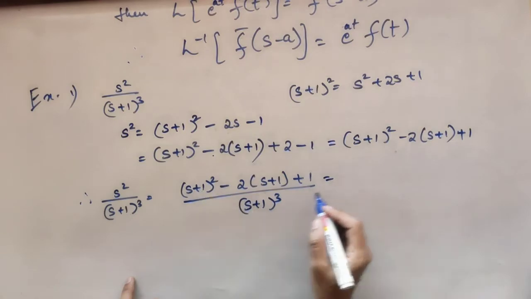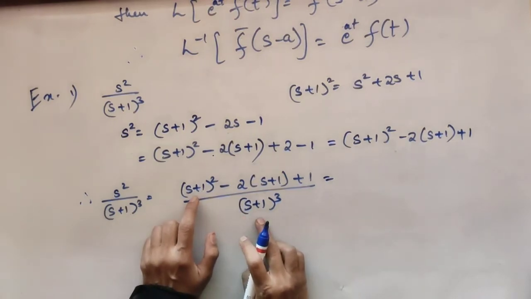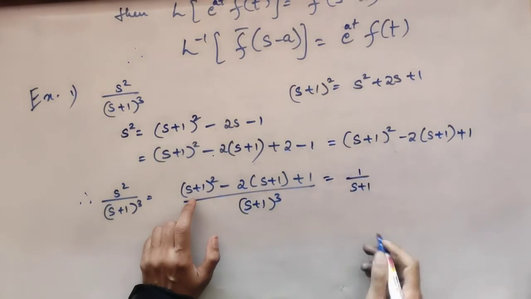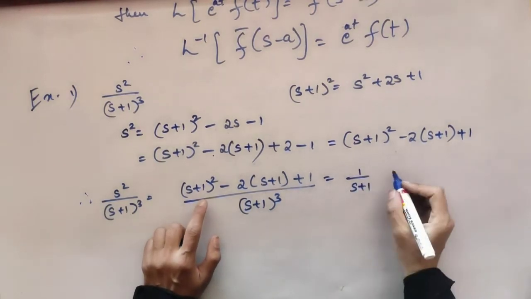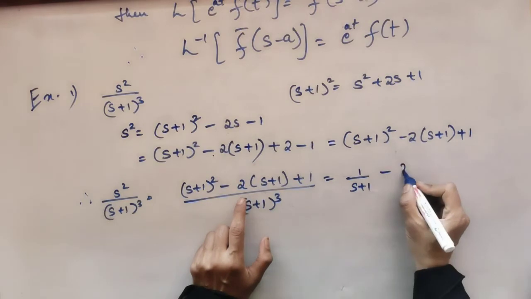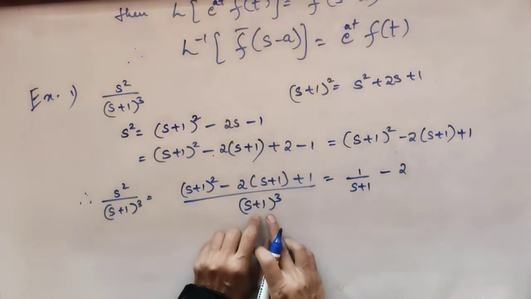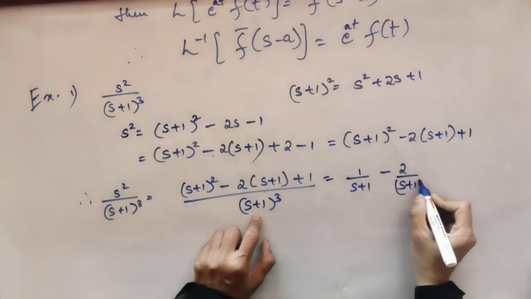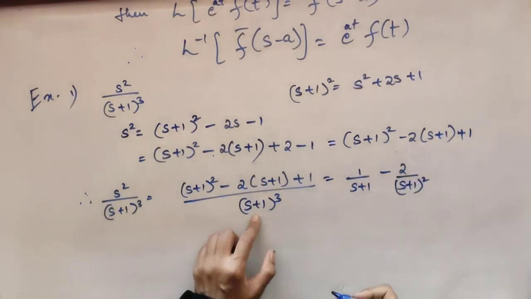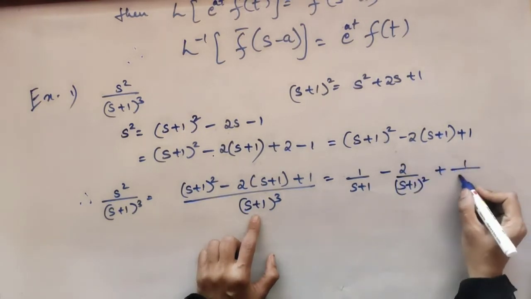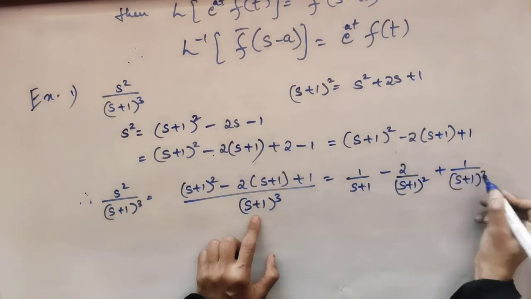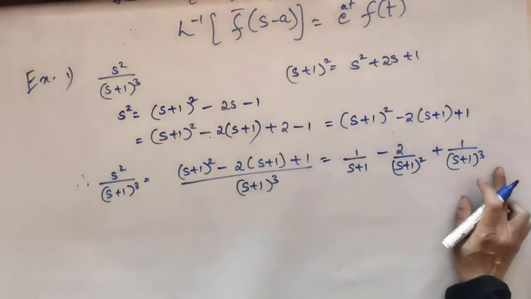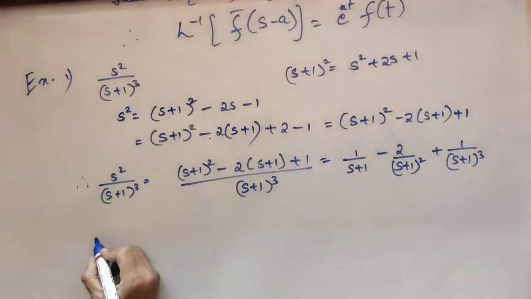Here you have s plus 1 the whole square divided by s plus 1 whole cube, so it becomes 1 divided by s plus 1. Minus, here you have 2 into s plus 1 divided by s plus 1 whole cube, so one of those brackets will get cancelled, and you will have s plus 1 square. Similarly, plus 1 divided by s plus 1 whole cube. Try to simplify it this way, all of you. I hope it is clear to all of you here. Now take the L inverse.